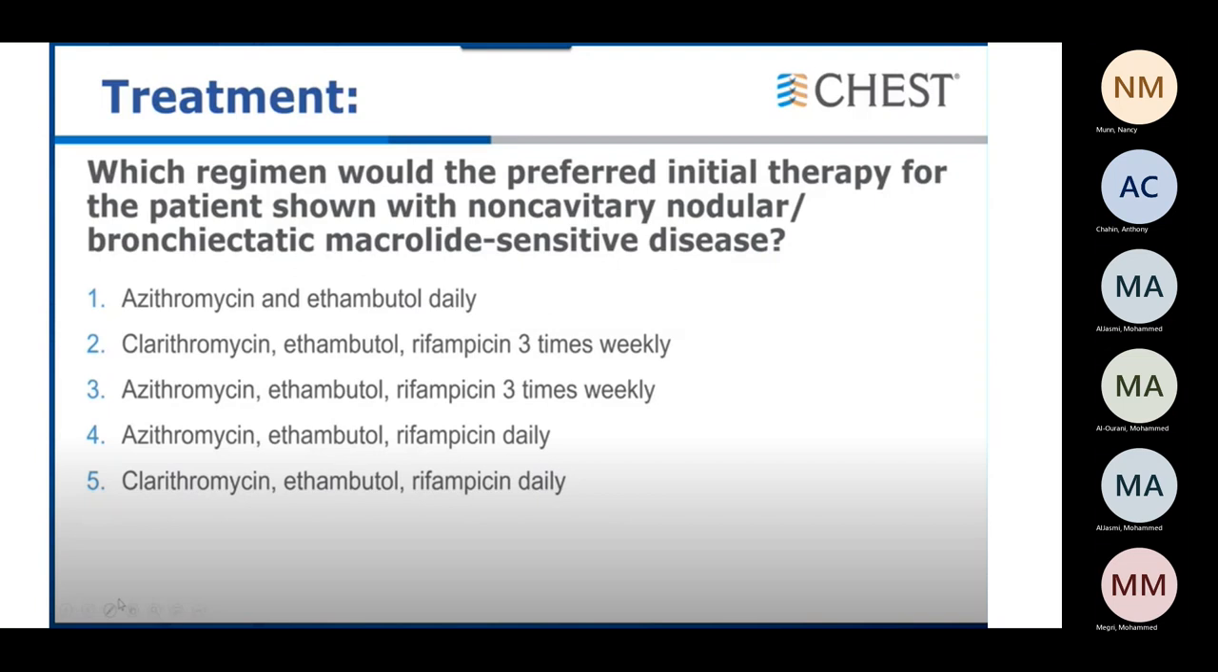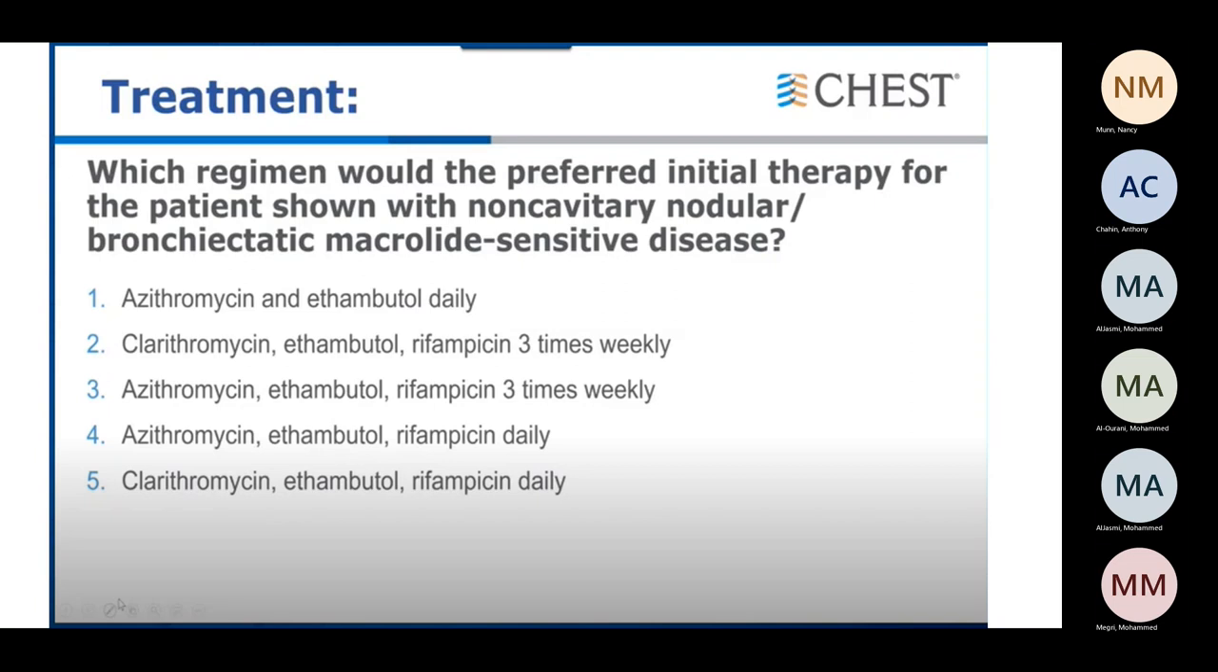Okay. In the new guidelines, there has been a comparison between daily and 3 times a week regimens in patients with the non-cavitary, fibronodular or bronchiectatic form. They found that the efficacy is the same, whether you do it 3 times a week, which is easier for the patients and has fewer side effects, or whether you do it daily. Now, clarithromycin and azithromycin are equally effective, but there are more side effects and intolerance to clarithromycin. So the answer would be 3 times a week with the triple regimen.